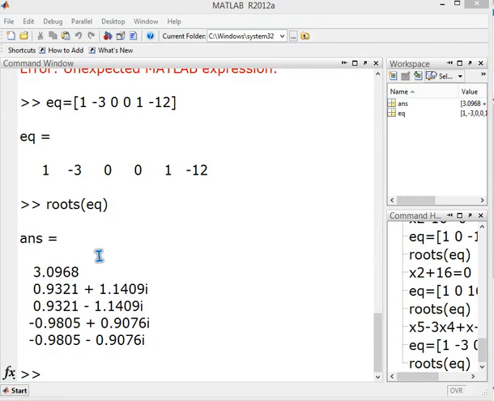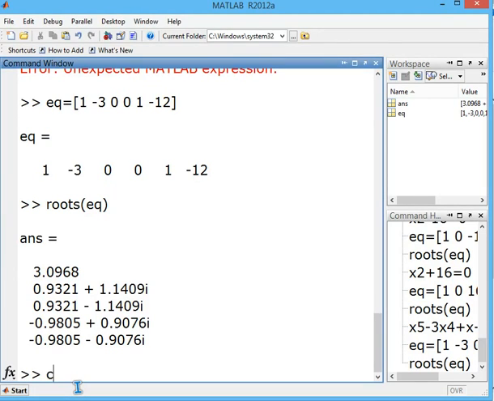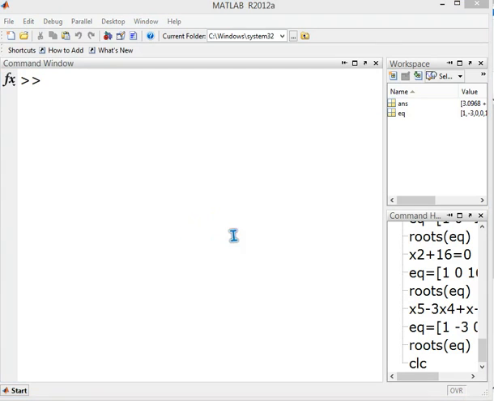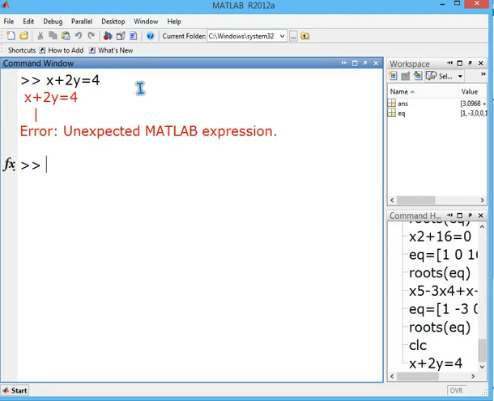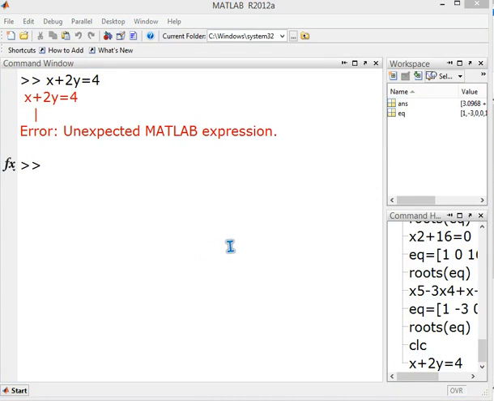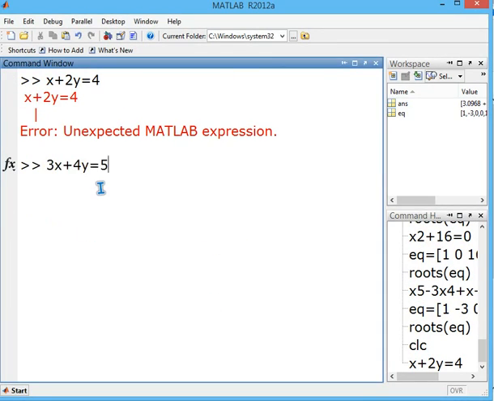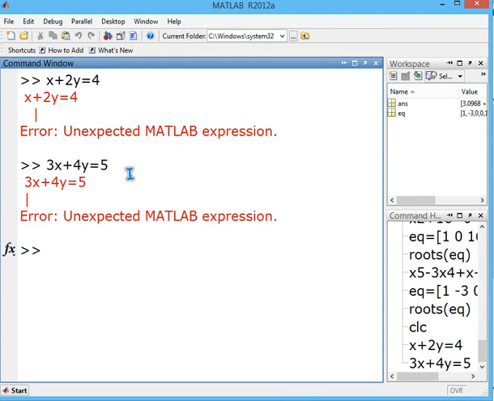Okay, now we need to solve linear equations. How are we going to solve a linear equation? If I have one equation, say x plus 2y is equal to 4, we have x and y as variables, and I have another equation, say 3x plus 4y is equal to 5. I want to solve these two equations for x and y. How to solve it? We have to make a matrix first. The matrix has 1, 2 in the first row, 3, 4 in the second row, and another matrix with 4 and 5 in one column.